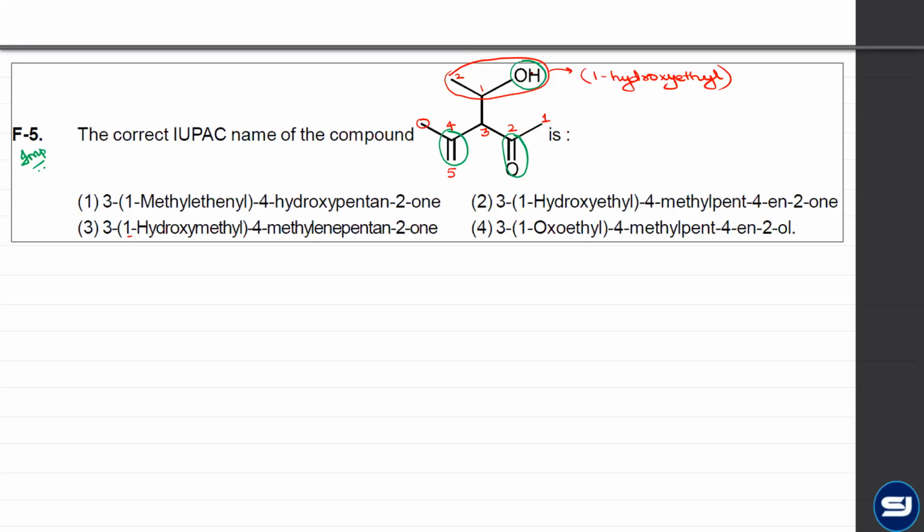जिसके फर्स्ट पे हाइड्रोक्सी है. That is how you read. So 3 पे 1-hydroxy ethyl, 4 methyl, and pent-4-ene. हाँ, the answer will be option 2. Understood? Yes, sir.